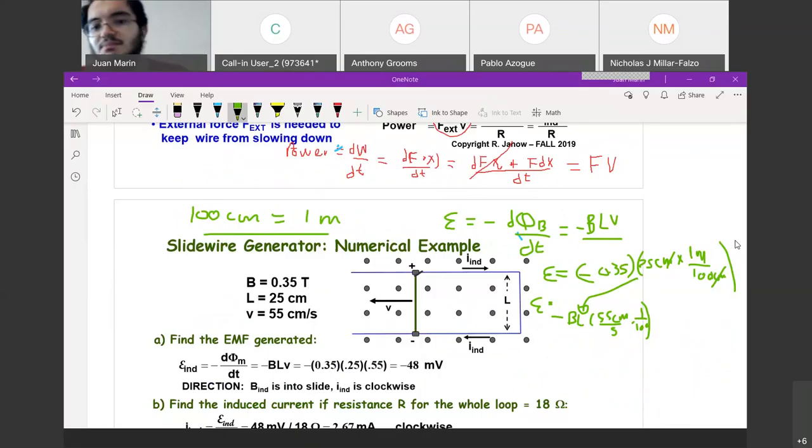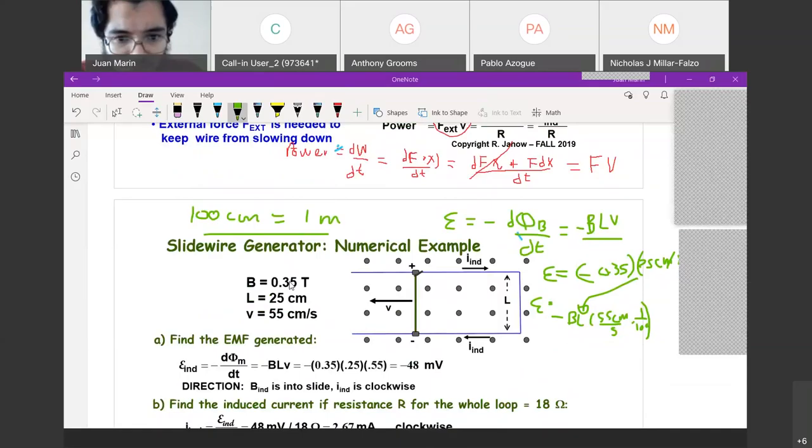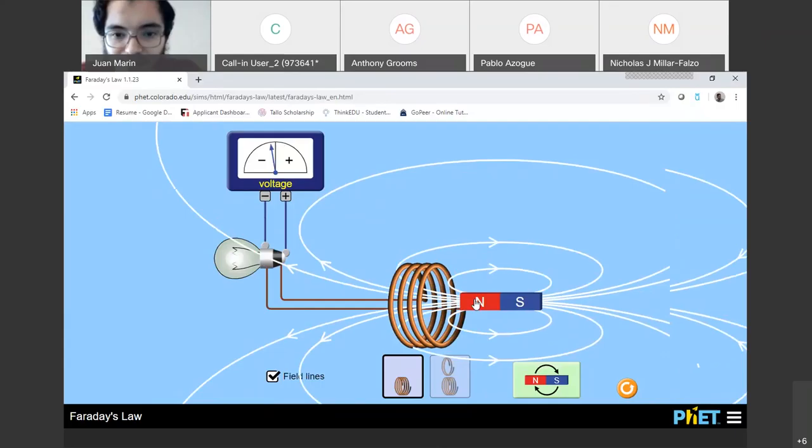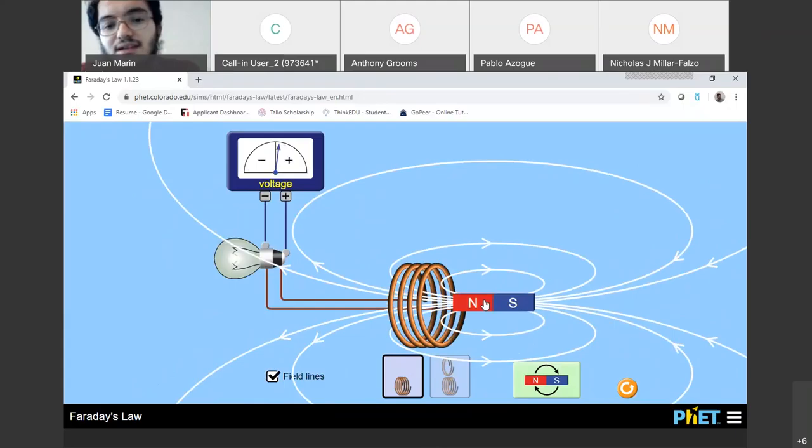And then you should get minus 48 millivolts, because remember that the negative sign in front of minus dΦ/dt represents Lenz's law. Lenz's law is a function of energy consequence. I don't know if I explained it properly, so let's go back to the simulation. What I mean by Lenz's law, when EMF is minus dΦ/dt, is the negative sign.